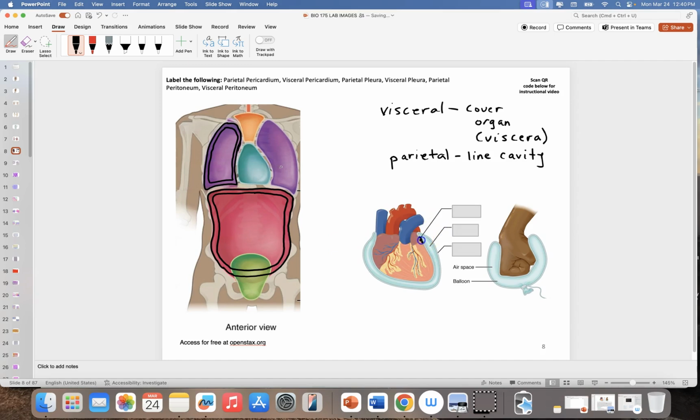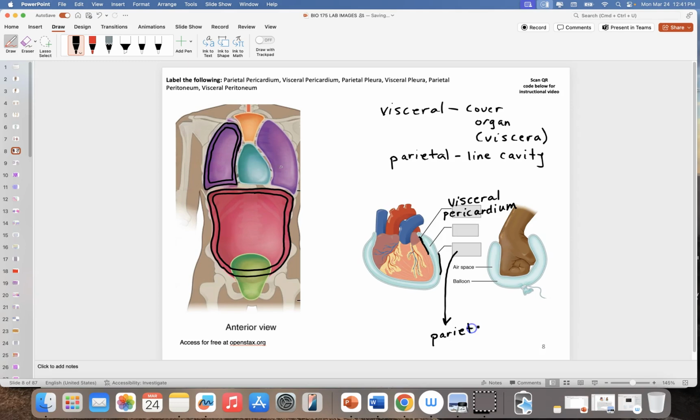If I just draw in a little bit of it, we can see it's covering that organ or viscera. So that means that this is going to be visceral. And because it's the pericardial cavity, we use the term pericardium. Visceral pericardium is covering the heart. On the outside here, lining the cavity, that is going to be parietal.